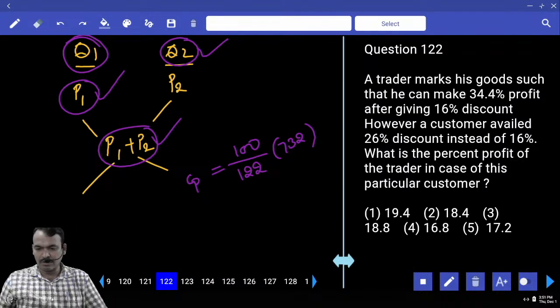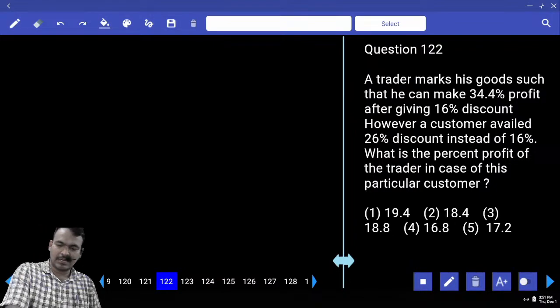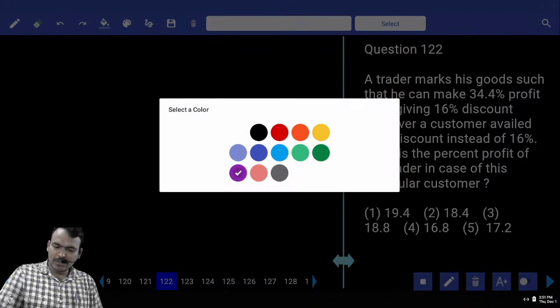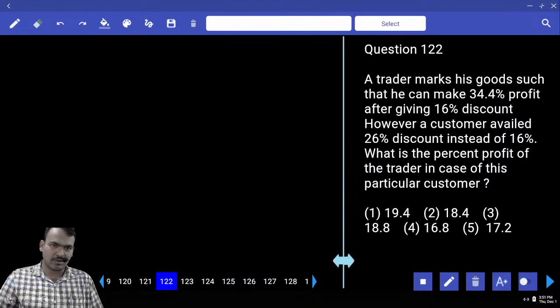Next question number 122. A trader marks his goods such that he can make 34.4% profit after giving 16% discount. However, a customer availed 26% discount instead of 16%. What is the percent profit of the trader in case of this particular customer?